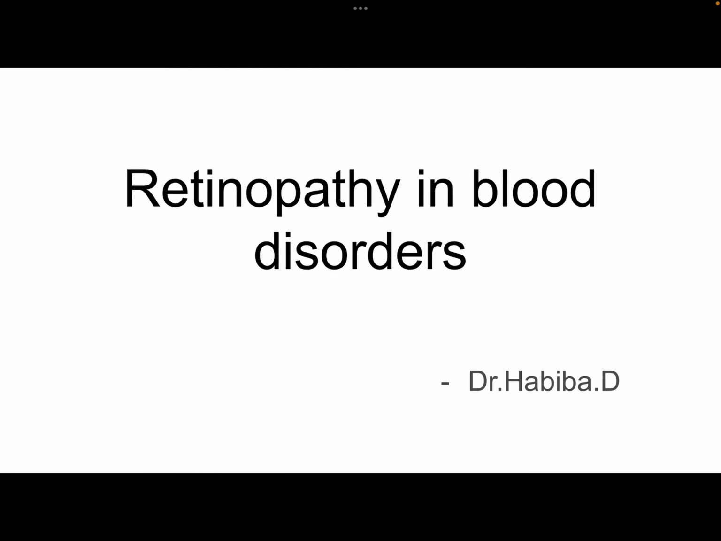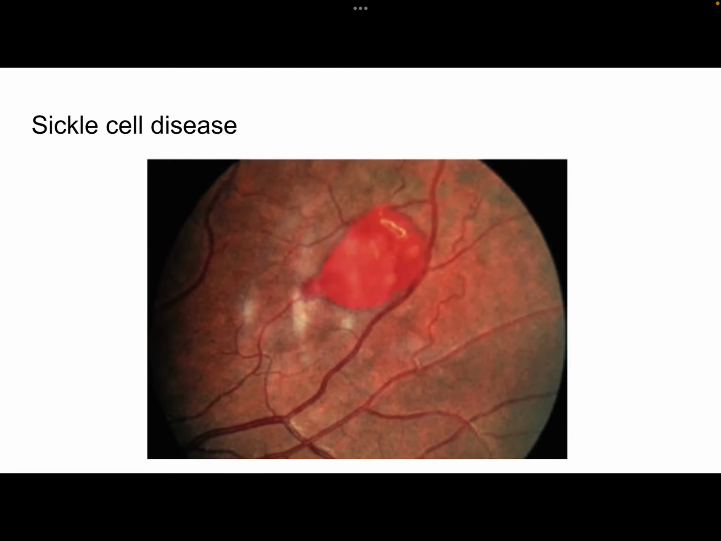So, retinopathy in blood disorders. The first disorder that we'll be talking about is sickle cell disease. Sickle cell disease is a disorder characterized by abnormal morphology of the hemoglobin, wherein the normal RBCs turn into sickle shaped cells. This can be a homozygous or a heterozygous condition.